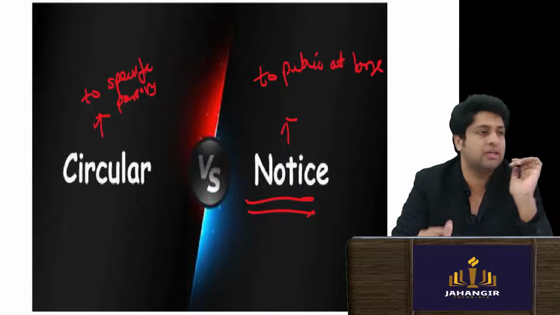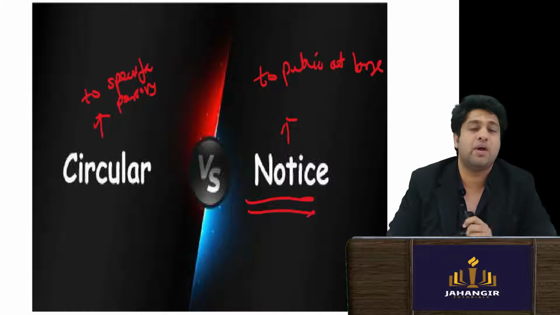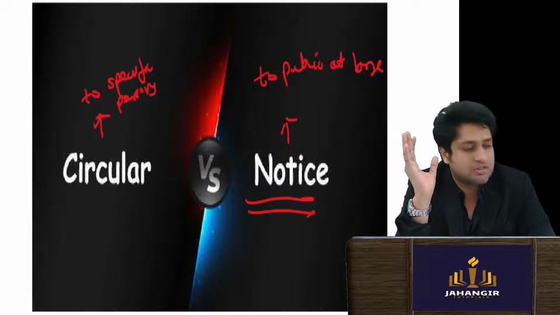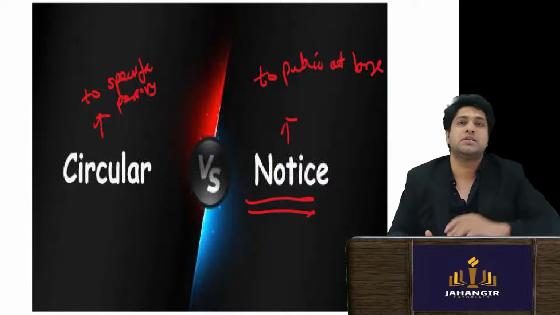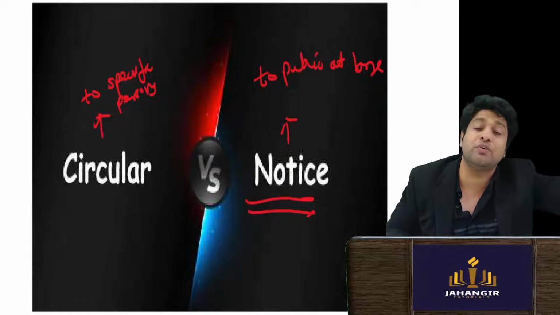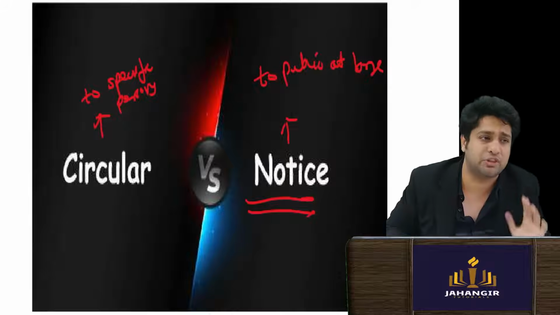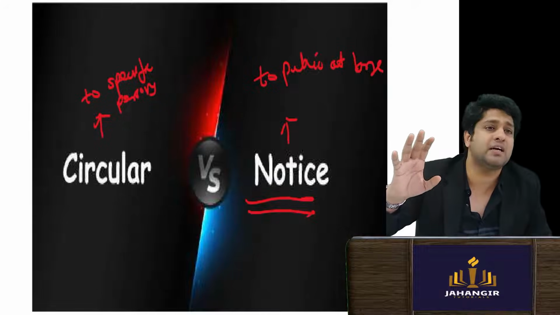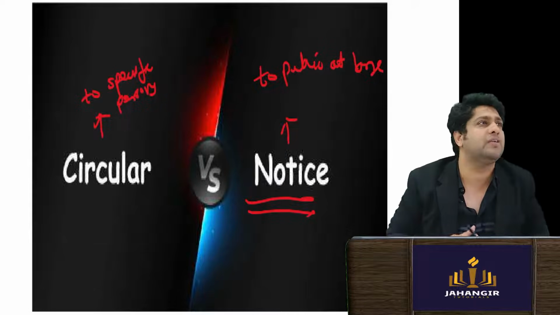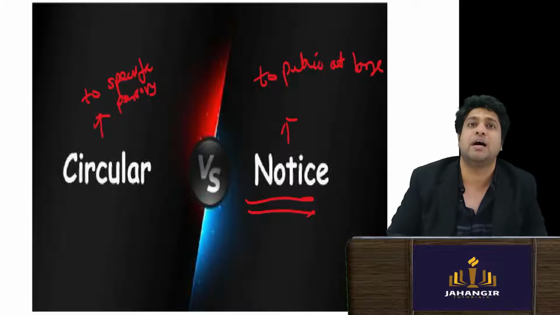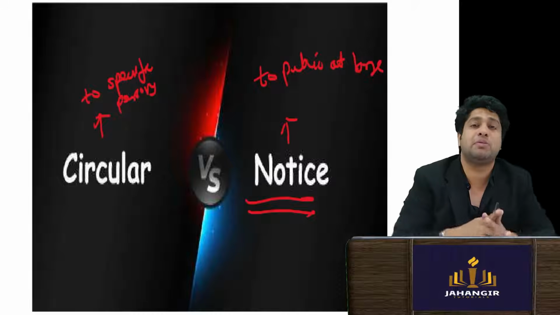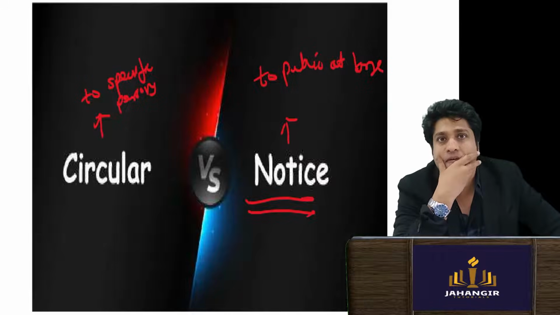Now a circular is always to specific people, whereas a notice is given to the public at large. Sir, what does it mean? Remember, employees you give a circular, suppliers you give a circular to disseminate information, whereas public notice is given to the public at large. We have read so many times in company law that a notice needs to be published in the newspapers that you're holding a meeting.